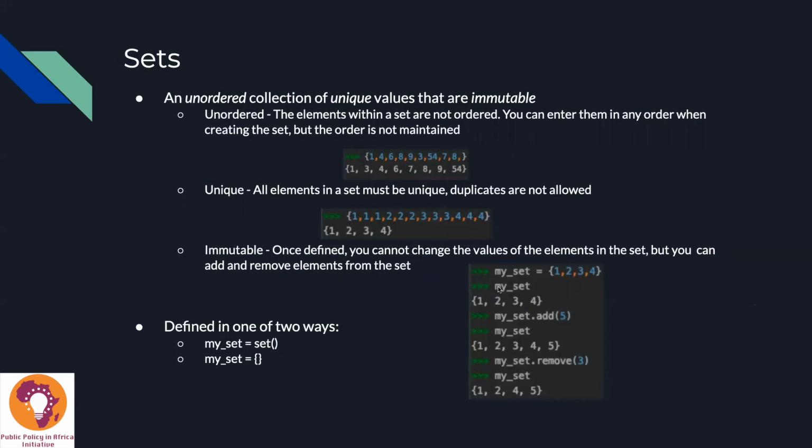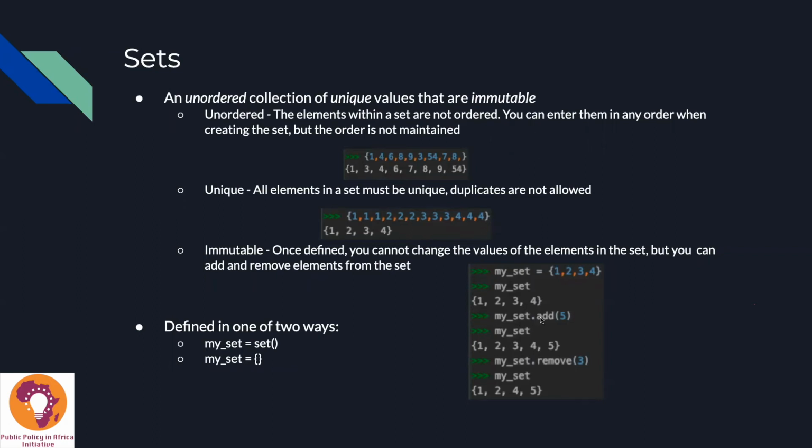Now when I just output my set, since I'm in the REPL environment here, which you can tell by these three green arrows, I just type in my_set, hit enter, and it's going to output the value of my set back to me. So my set does contain the set 1, 2, 3, and 4.